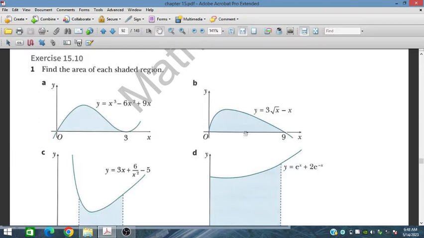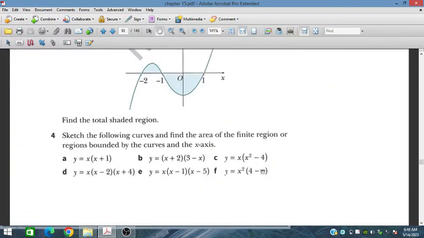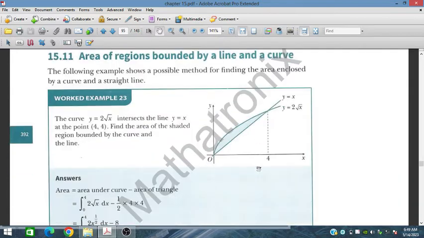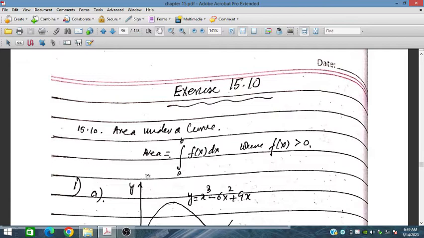So let's solve this and the other problems. Let's start. Exercise 15.10, area under a curve. The area of a function f(x) dx from a to b has an initial limit of a and a final limit of b.